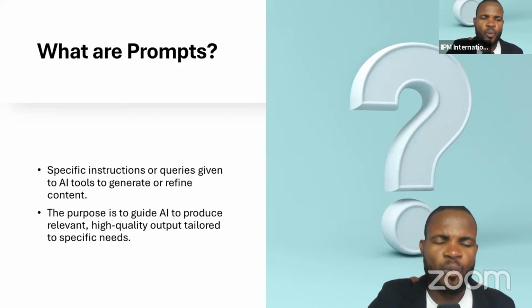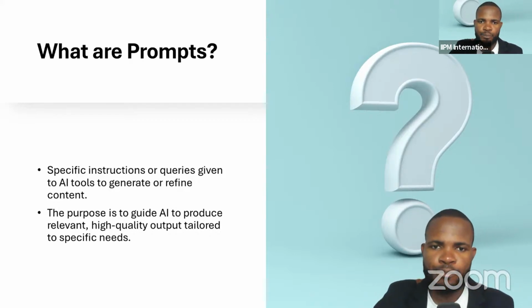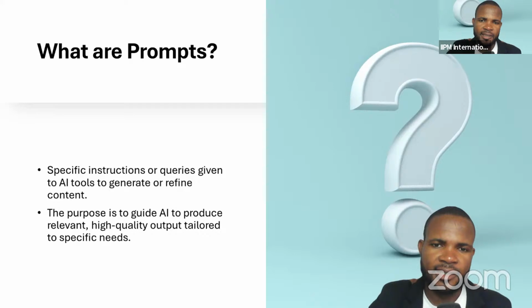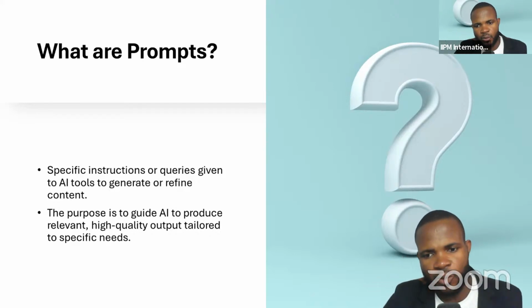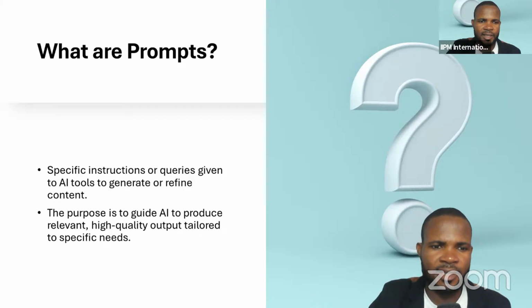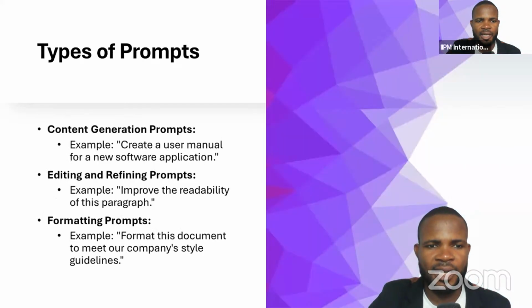All right. Now, what are prompts? And why should we be concerned with prompts when dealing with generative artificial intelligence? This is an important question. Now, prompts are specific instructions or queries given to AI tools to generate or refine content. The purpose is to guide AI to produce relevant, high-quality output tailored to specific needs. So this is why we need prompts. And then that means that we have to pay attention to the kind of prompts we put in.